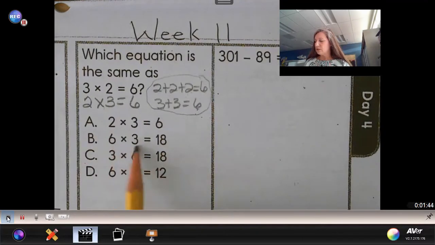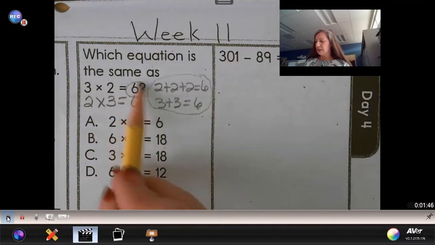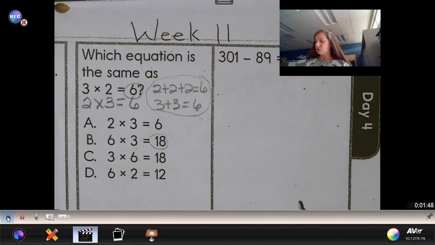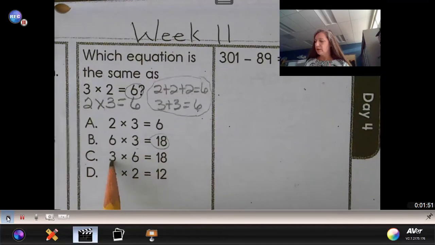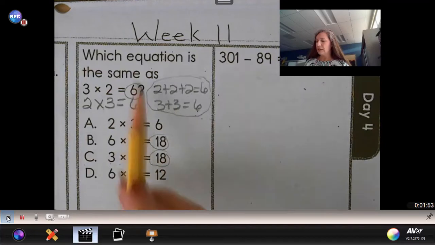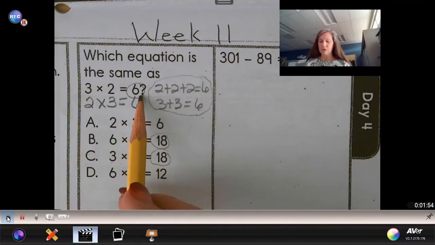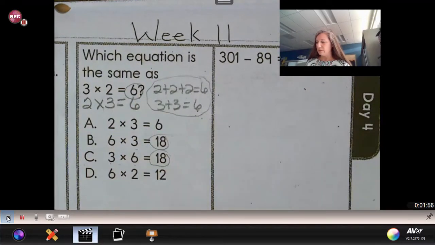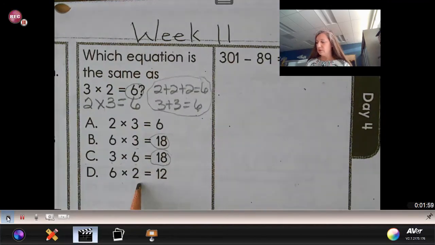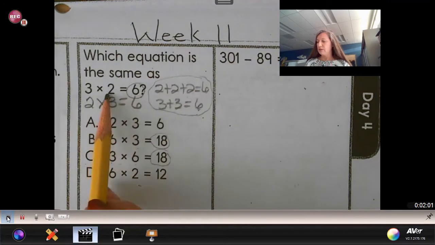Now, 6 times 3 equals 18. Well, this doesn't say 18. We know that that isn't true. We know that 3 times 6 is 18. Again, our product is not 18. And 6 groups of 2, now all they did was they just moved the 6 and the 2.